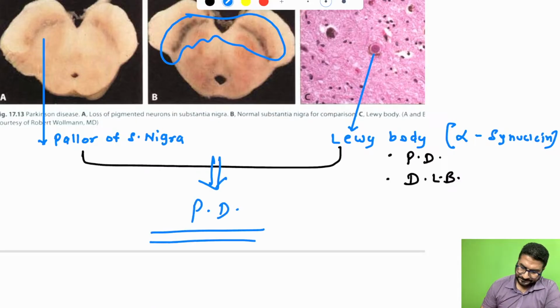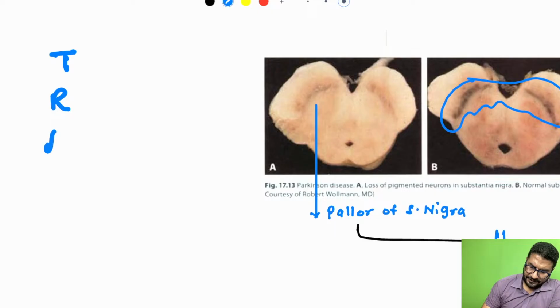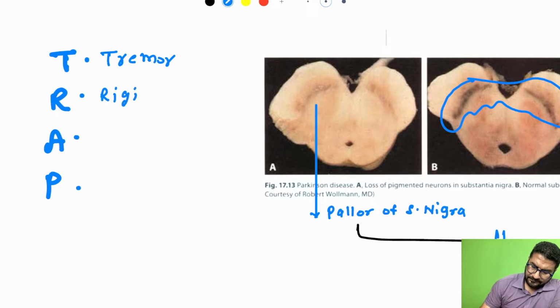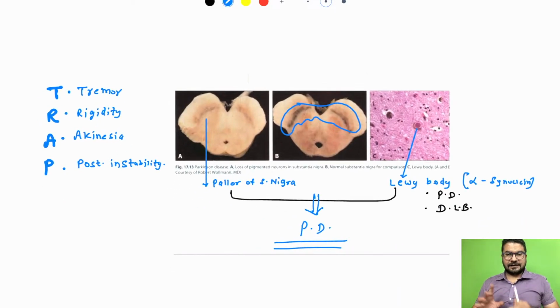Parkinson disease, right? Yes, we have a clinical triad. The clinical triad is tremors, rigidity, akinesia and postural instability. So in the triad, what do we have: tremor, rigidity, akinesia and postural instability. A triad means three things, but these four are classical or cardinal symptoms.